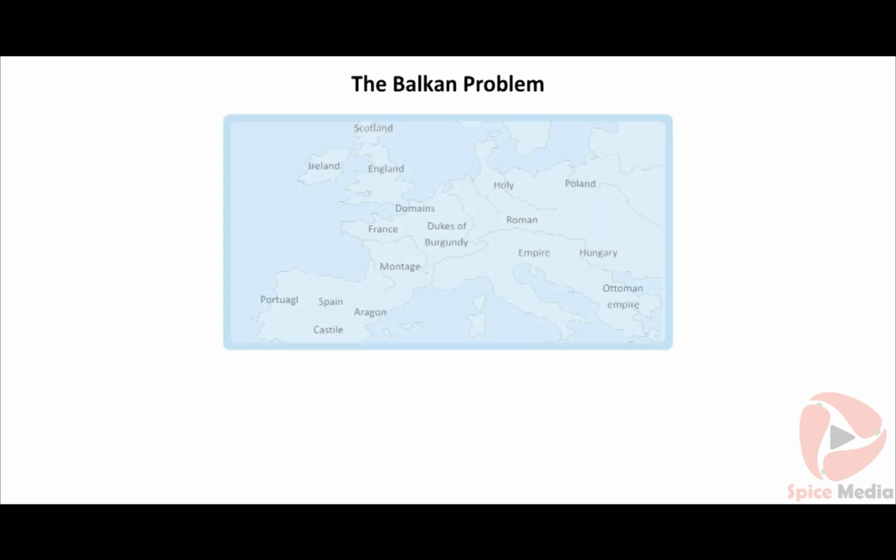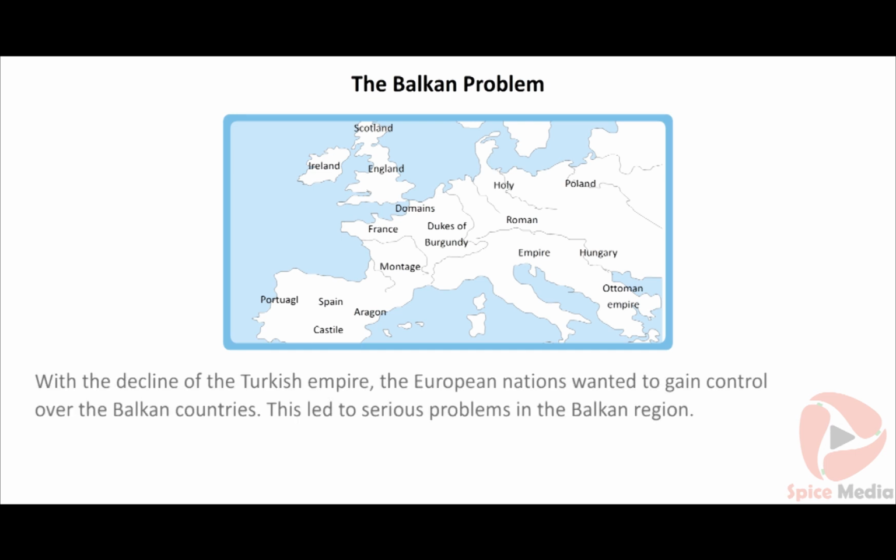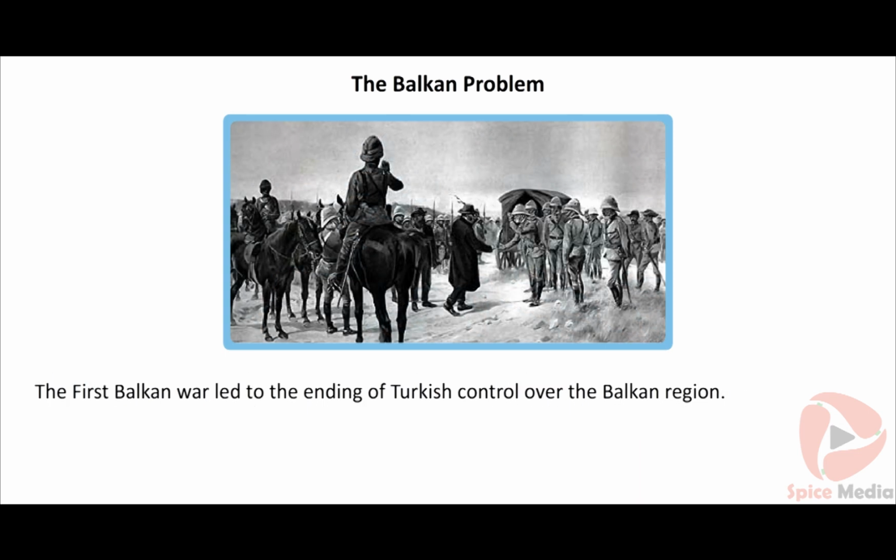The Balkan issue. The Balkan Peninsula consisted of Bosnia, Serbia, Romania, Albania, Montenegro and Greece. It was under Islamic Turkish rule. With the decline of Turkish power, the European nations wanted to gain access to the Balkan region due to its strategic location. Russia played the card of pan-Slavism as the people in the Balkan region were Slavs. The Balkan states came together as a single unit and liberated Macedonia from Turkey. After the war, Turkey lost control over the Balkan region.